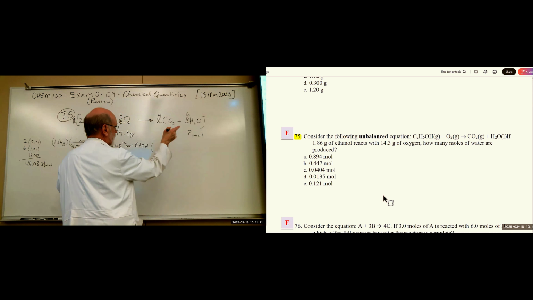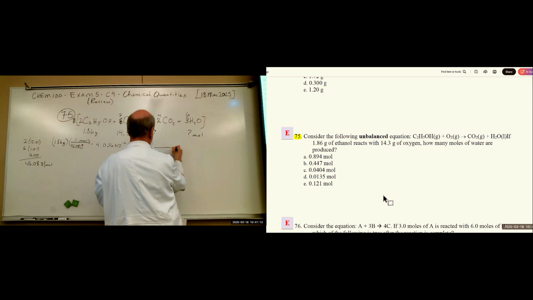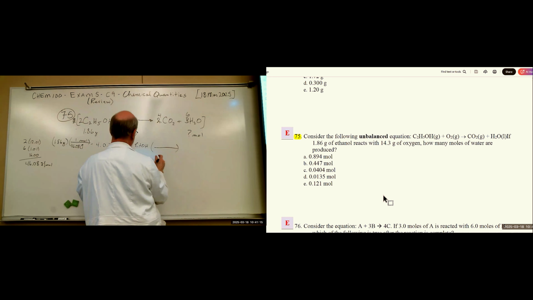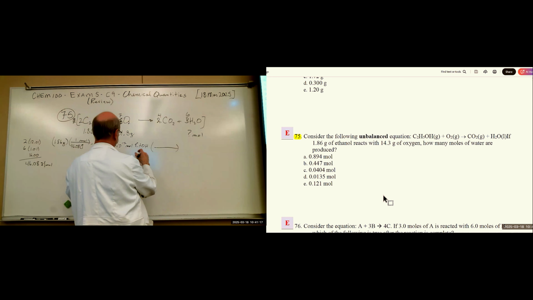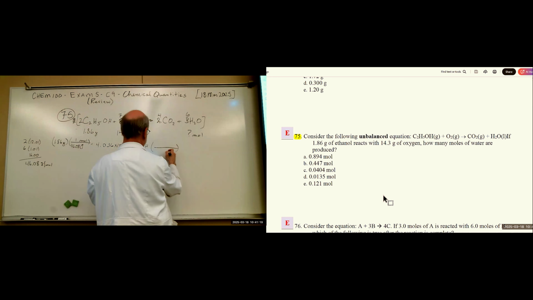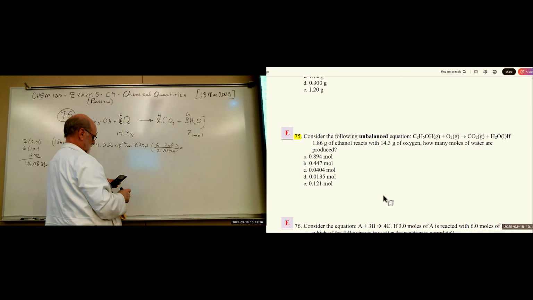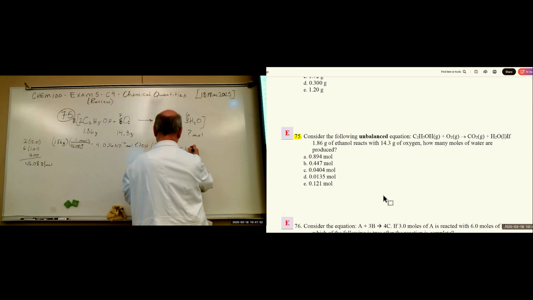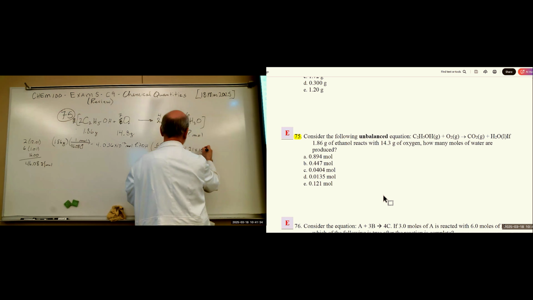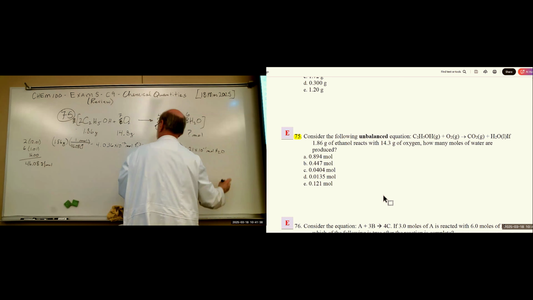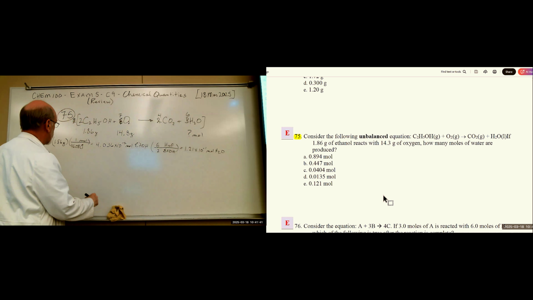And I'm going to go ahead and convert that to water so I can compare the oxygen value. So this is ethanol is 2, cancels that, and 6 water. So I just need 3 times that value. So I get 1.21 times 10 to the minus 1 moles of water. Then we'll do the same thing for oxygen.